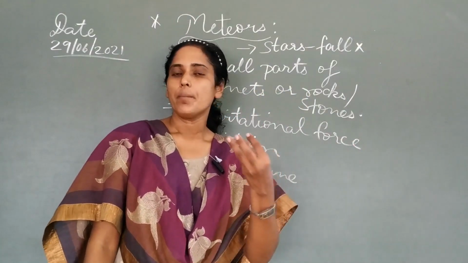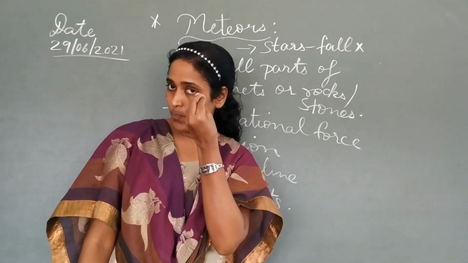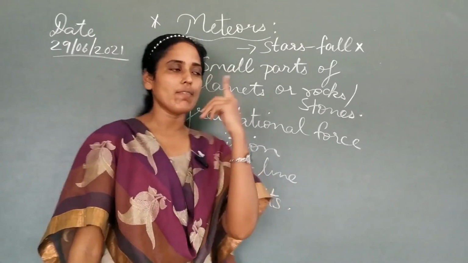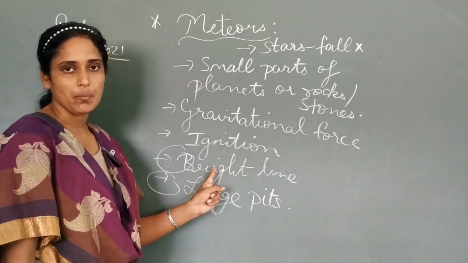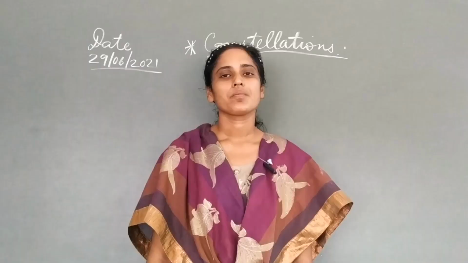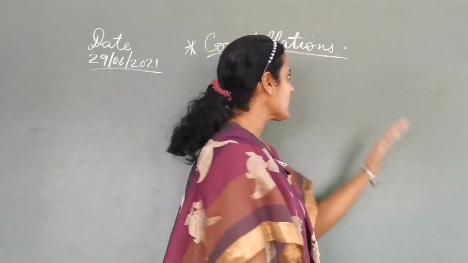So students, meteorites are small parts of planets or stones or rocks moving in the sky, and when they fall, they have two effects. Either they get ignited, and a bright line is formed in the sky, or large pits are formed in the earth. So students, moving to the next topic, that is constellations.